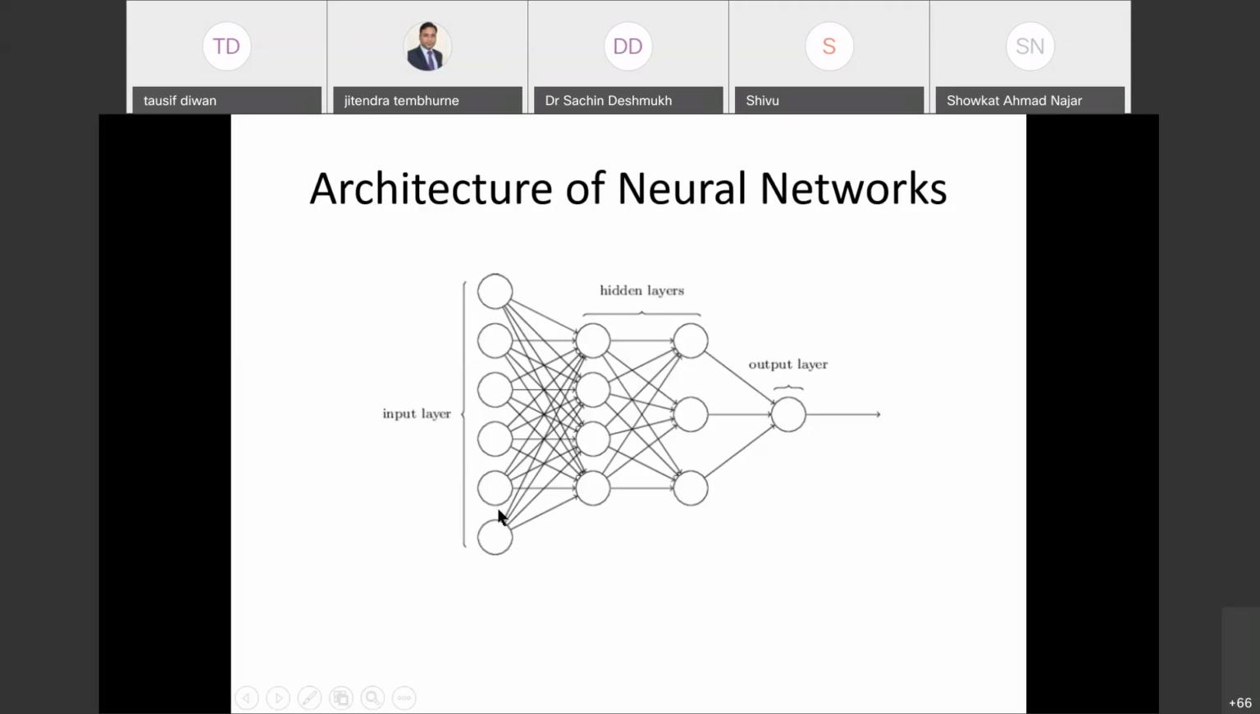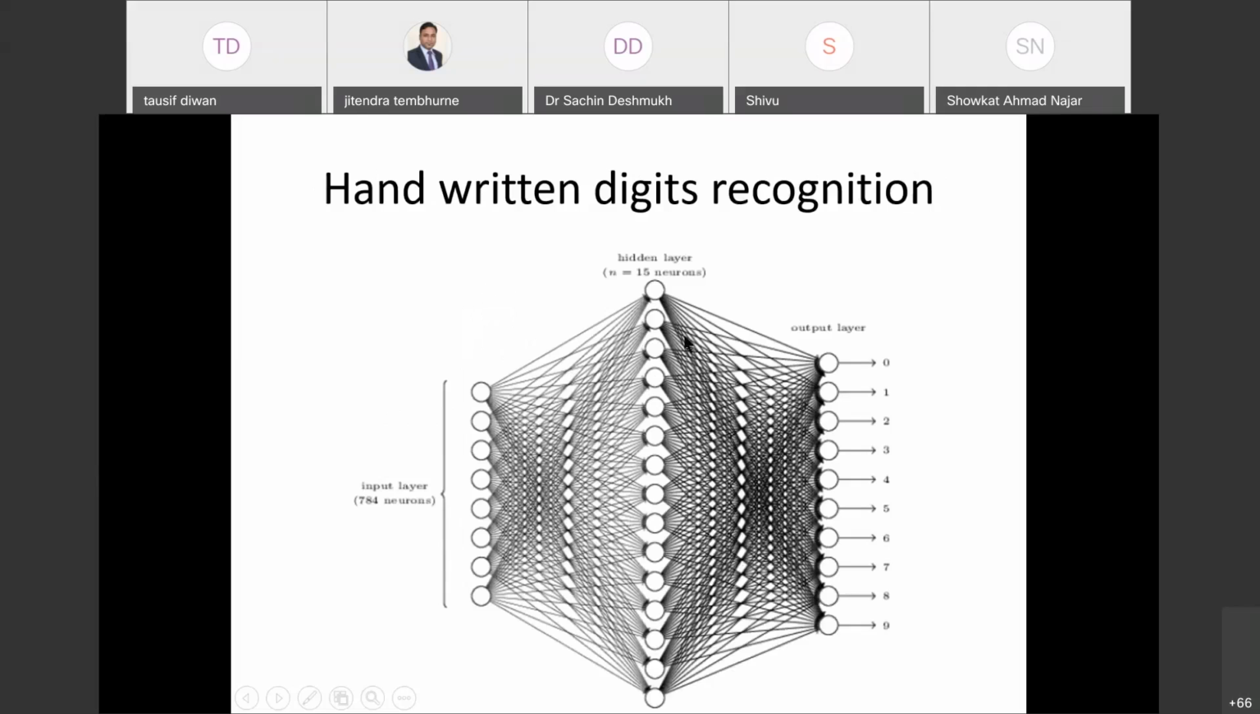Now, suppose I want to solve the handwritten digit recognition problem, like one image is given in grayscale, and I just want to determine whether the image is a handwritten 1 or handwritten 2 or handwritten 3 or any other digit. Okay. Total how many possible outcomes are there? Total 10 outcomes are there. It may be handwritten 0, it may be handwritten 1, or it may be handwritten 9.